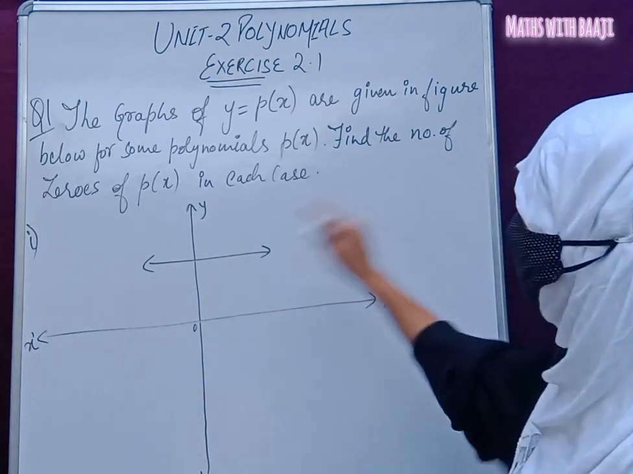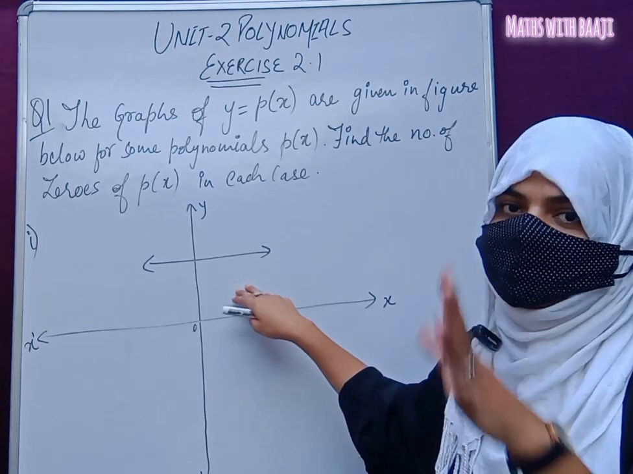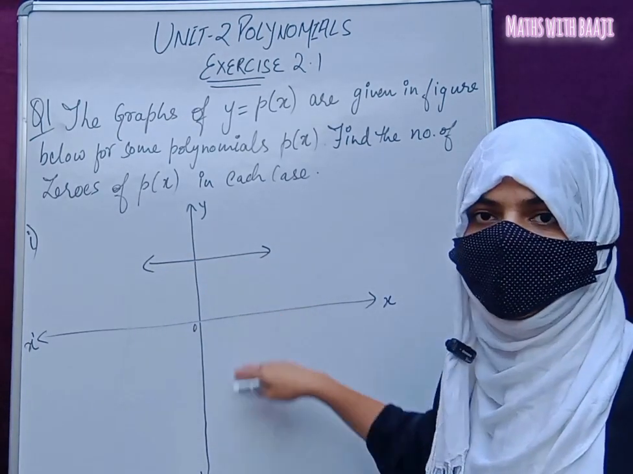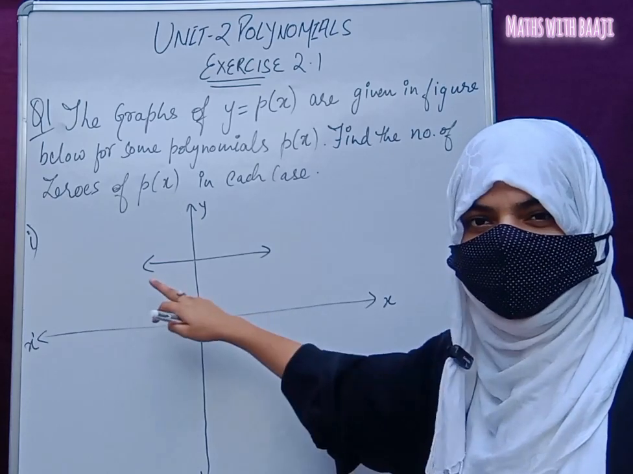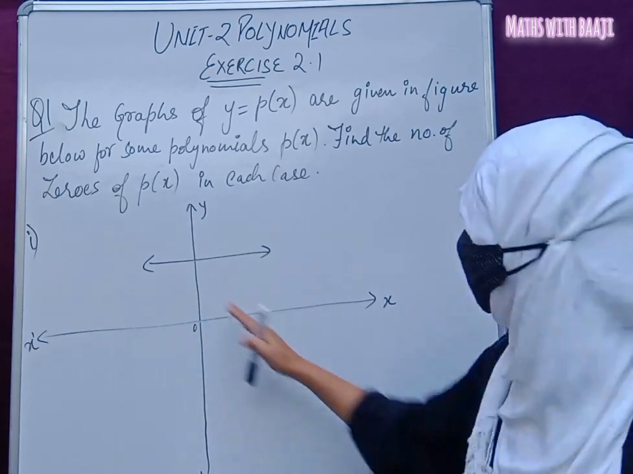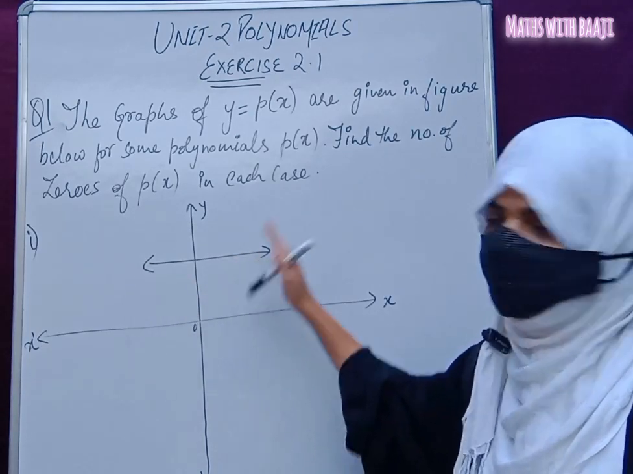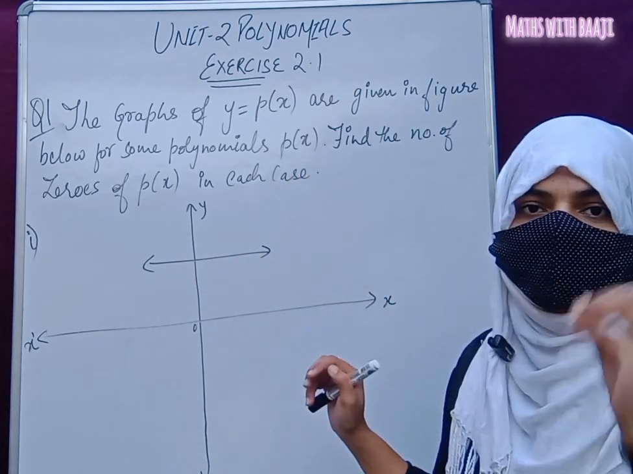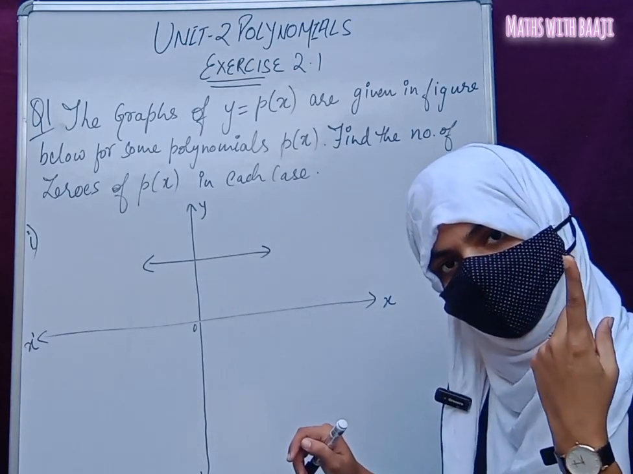Now you can see this is a horizontal line which is cutting the y-axis, not the x-axis. It has not been a part of the x-axis in any way. If this had been a vertical line, then the number of zeros would have been 1. Why? Because it would be intersecting at 1 point only.